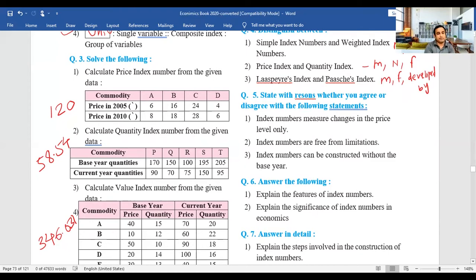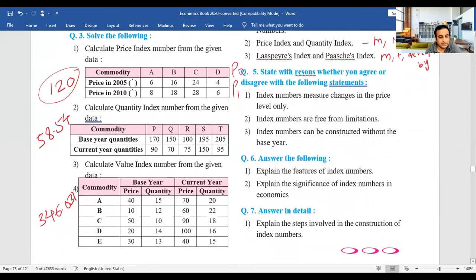So the first question is price index number we have to calculate. So just do one thing, that 2005 is the base year. So calculate summation P0, calculate summation P1, and apply the formula summation P1 upon summation P0 into 100. So the answer would be 120. Similarly, we have to obtain the quantity index number. So base year quantities is given, so obtain Q0, also obtain Q1, and just apply the formula summation Q1 upon summation Q0 into 100. So the answer should be 58.54.